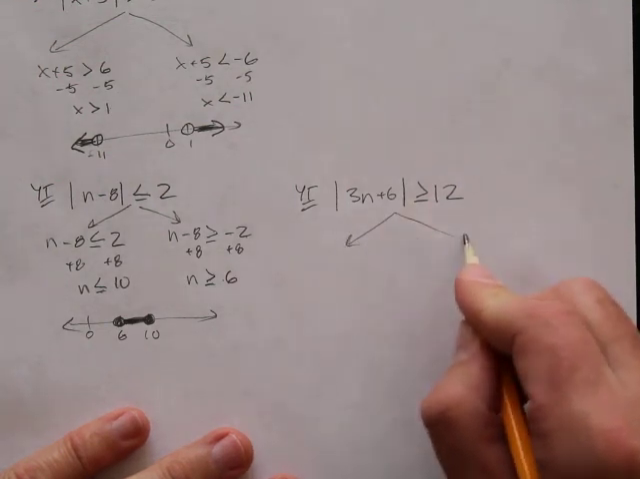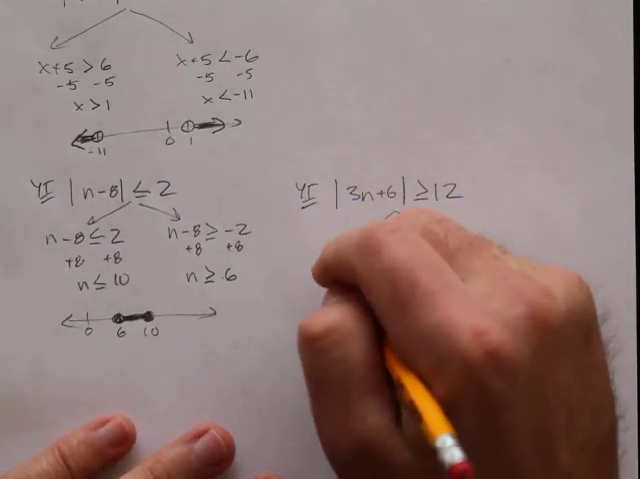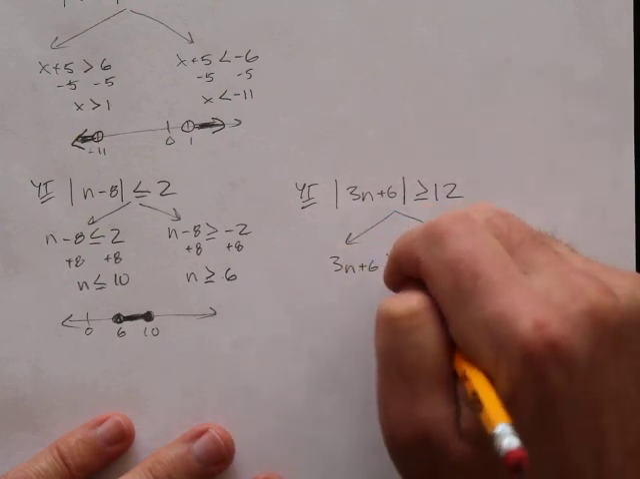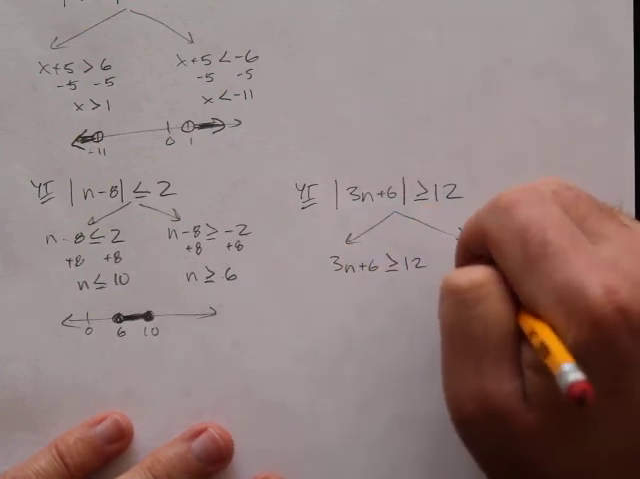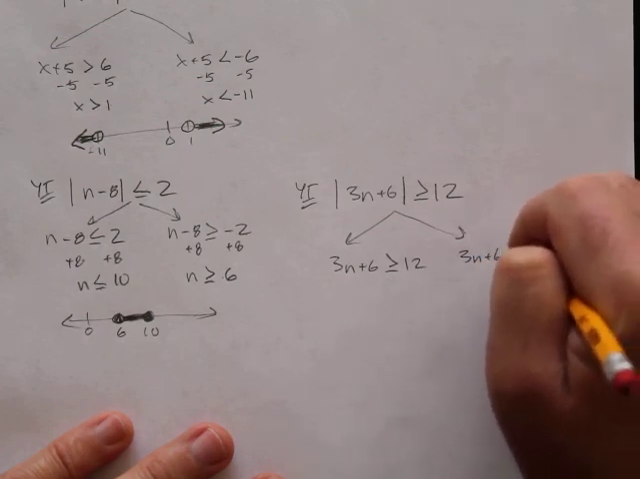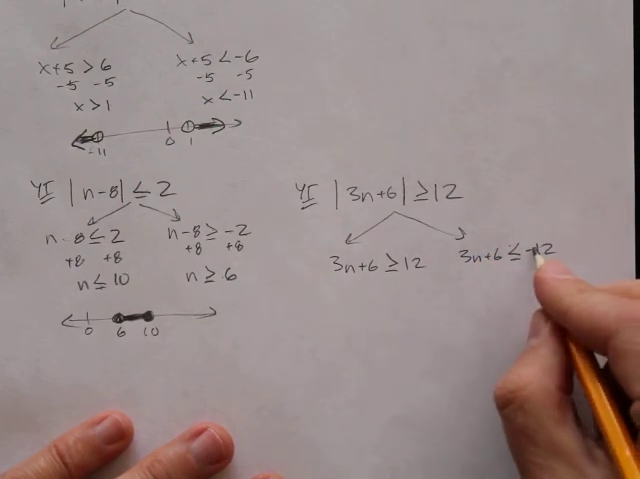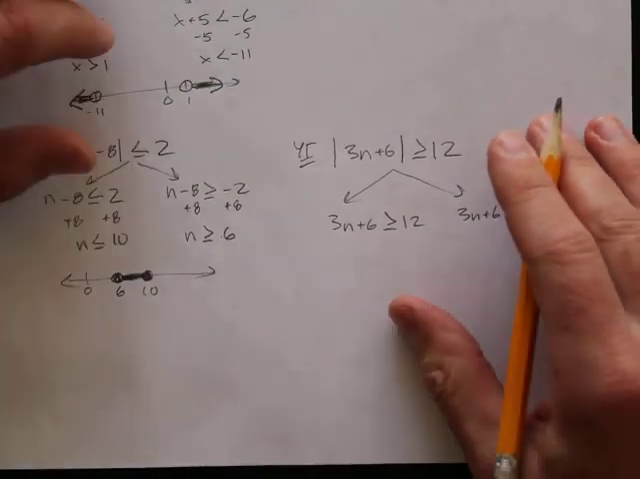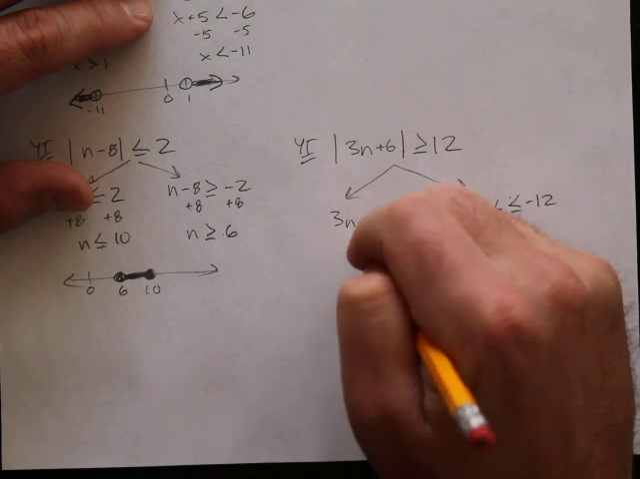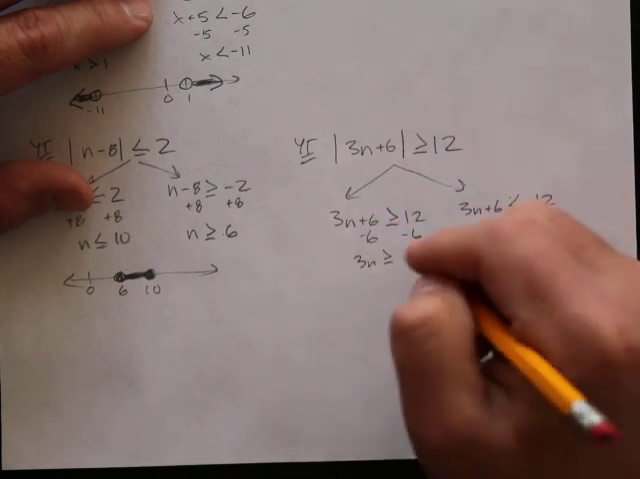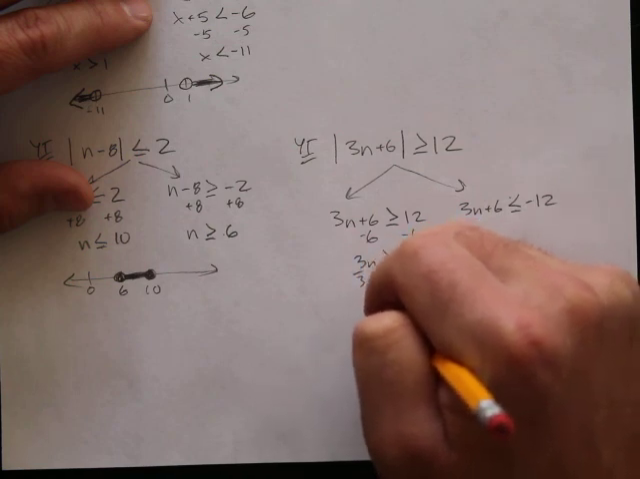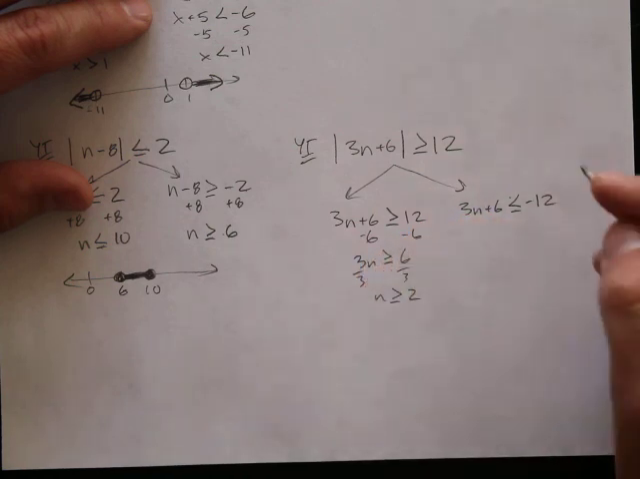Making two inequalities. 3n plus 6 is greater than or equal to 12. 3n plus 6 is less than or equal to negative 12. Switch my sign, switch my sign. Subtract 6 from both sides. 3n is greater than or equal to 6. Divide by 3. N is greater than or equal to 2.